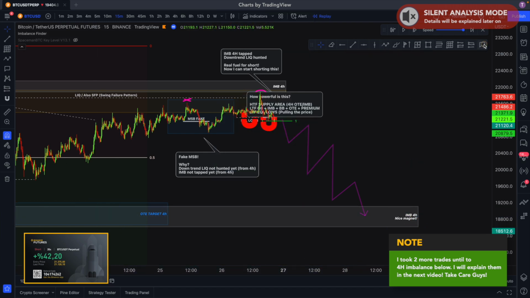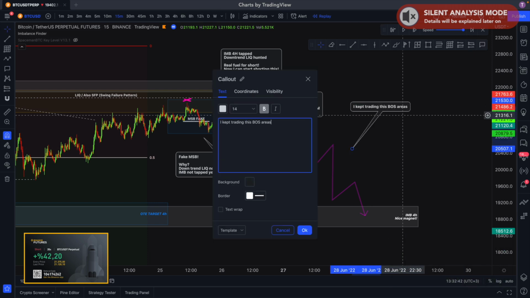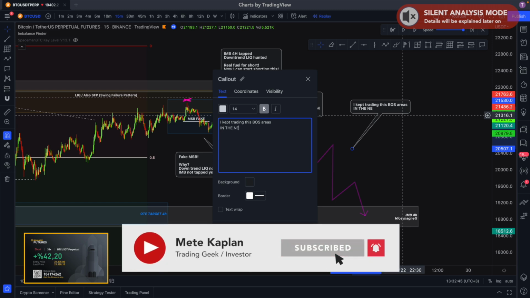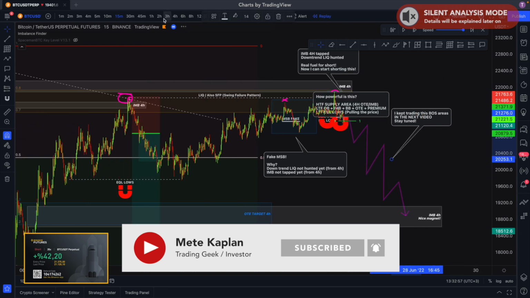Okay folks, I really got tired today. I also took two more trades with this 4-hour bearish move, which I'll explain in a couple of days. Furthermore, I hope that you are improving really well. If you apply this, you'll be successful.